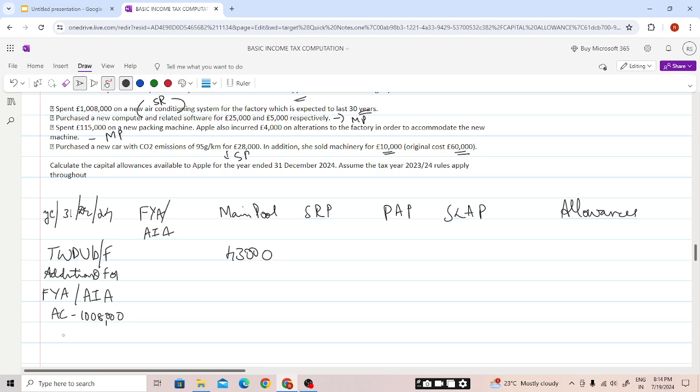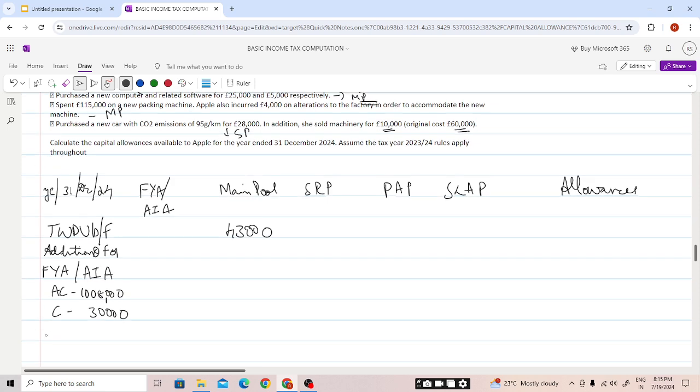But students, the computer and related software are 25,000 and 5,000, so it will be a total of 30,000. This is for the main pool, but the AIA will be allocated first to the special rate pool, students. This is the special item. Now students, the AIA limit is only 1 million pounds.